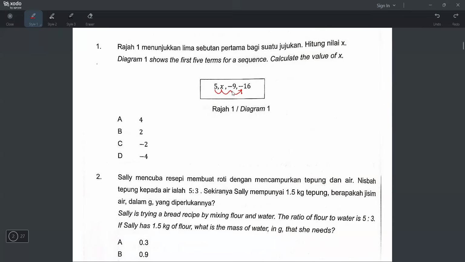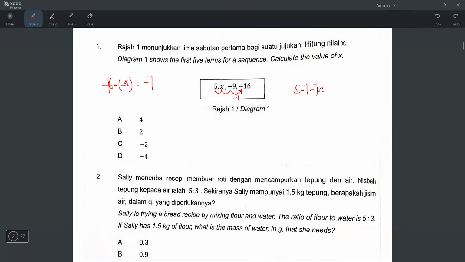My immediate instinct is I can take negative 16 minus negative 9 to get the difference here, because I want to know the difference. If I use my calculator, I get negative 7, meaning negative 9 minus 7 gives us negative 16. So I'm going to try to take 5 minus 7 two times and see whether I get negative 9 or not. If I minus 7 two times and I get negative 9 here, that means negative 7 is how you get to the next number. Just minus 7 to get the next number.